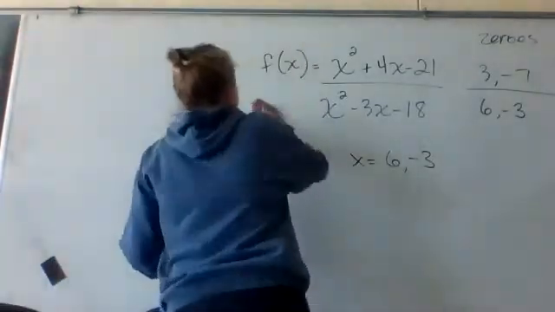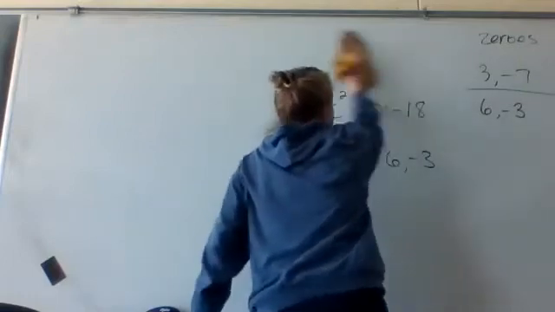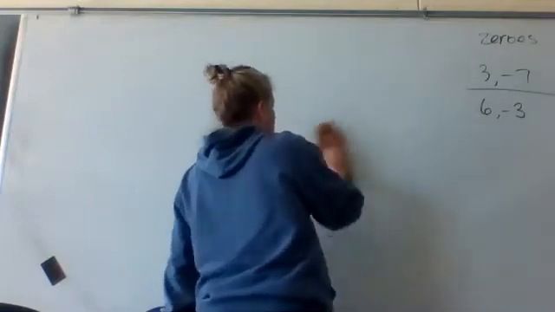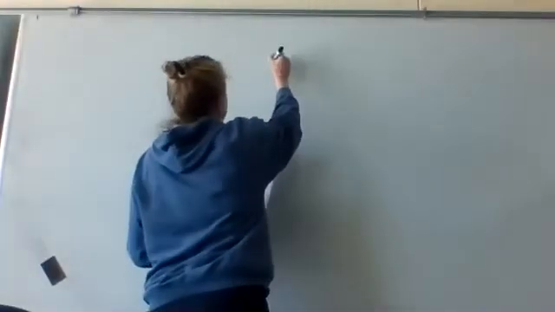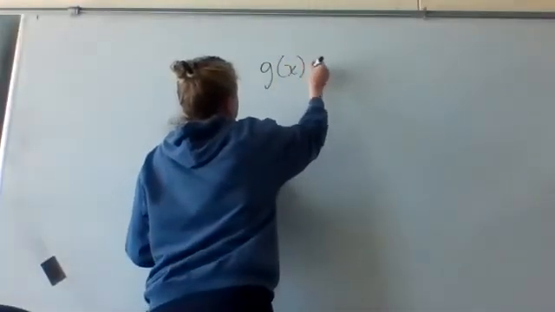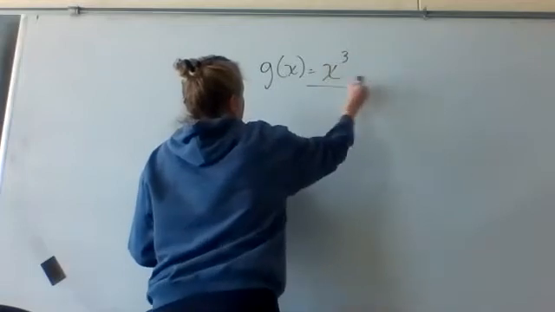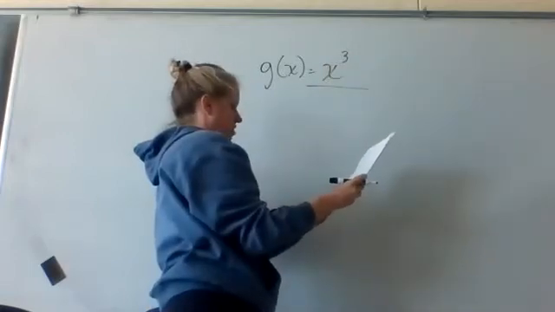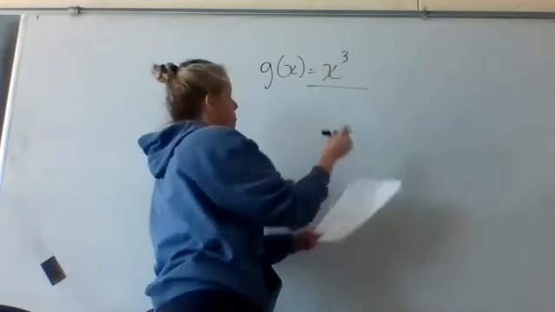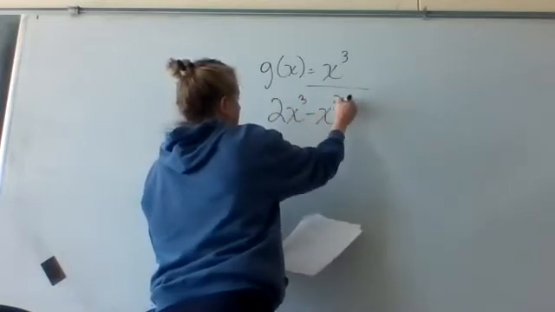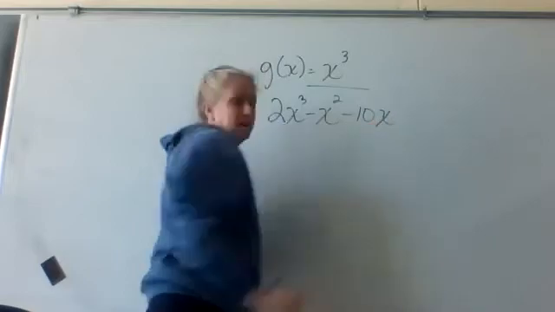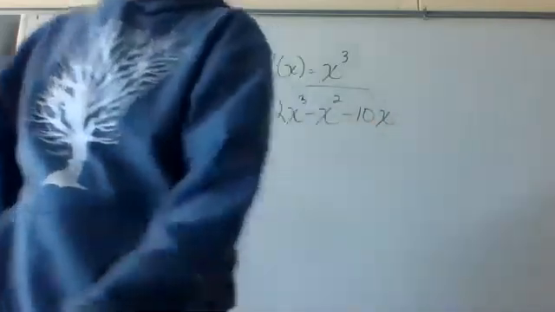All right, number 9. This is my last only vertical asymptote problem. I've got g of x equals x to the third over 2x to the third minus x squared minus 10x. And I want to find its vertical asymptotes.